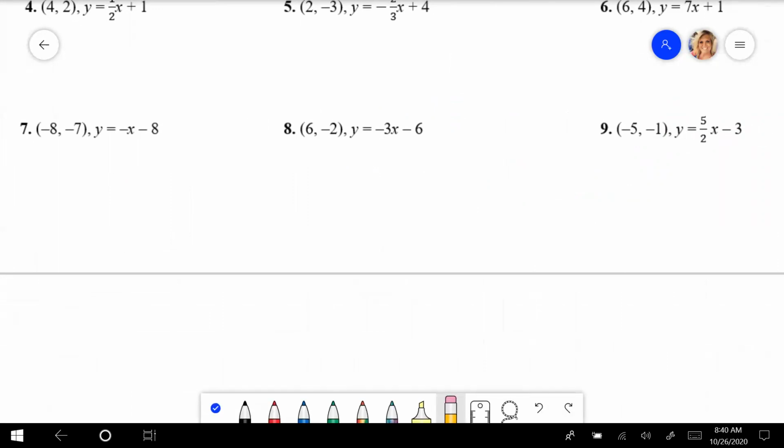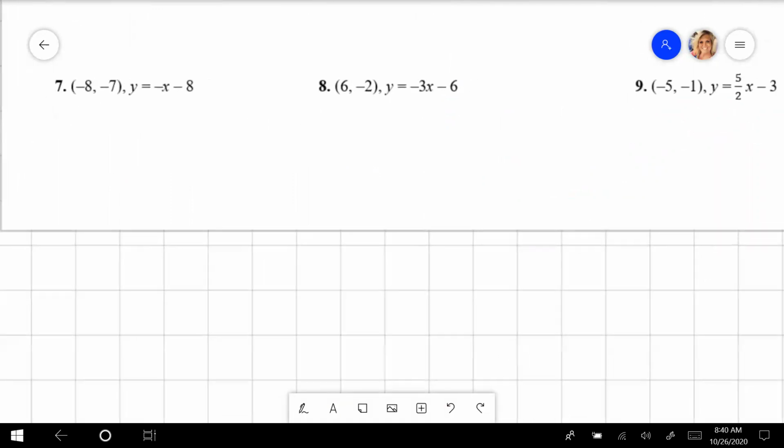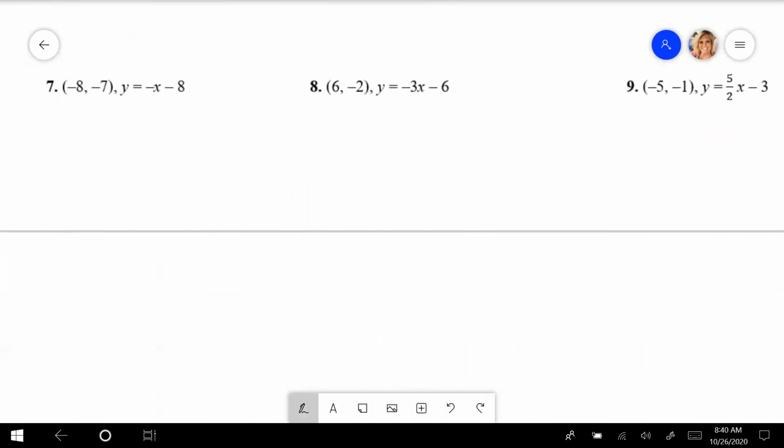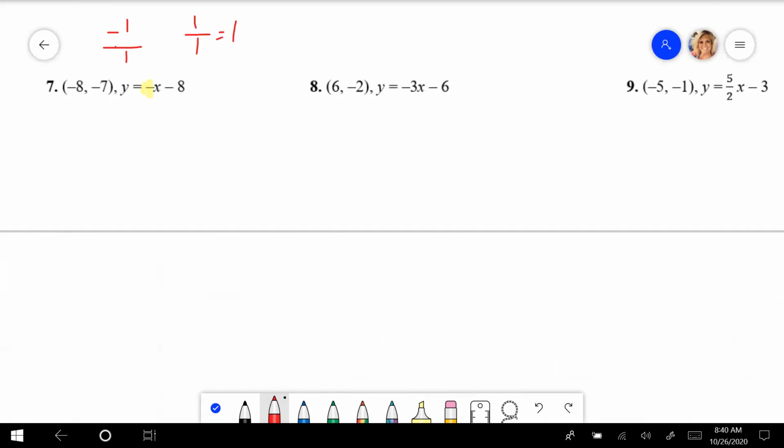All right, so number 7. When you look at number 7, here is the slope right now. That is -1. Whenever it is a whole number, you put it over 1. Now, to find the perpendicular one, flip it over. Well, it's still 1/1, but instead of negative, it becomes positive. So it's a +1.